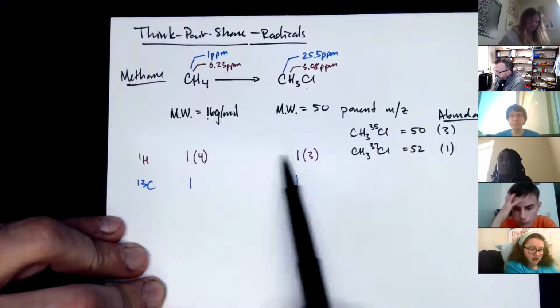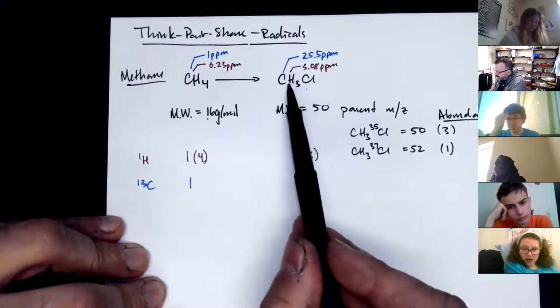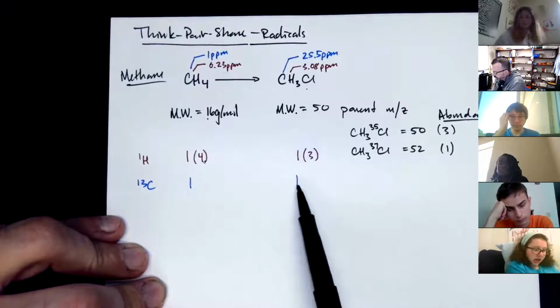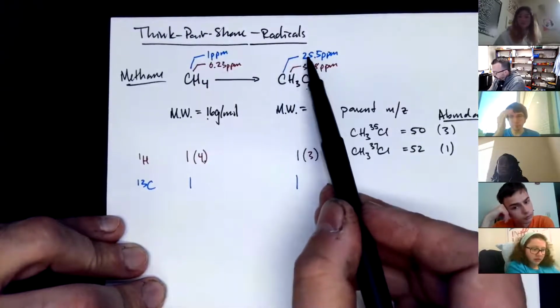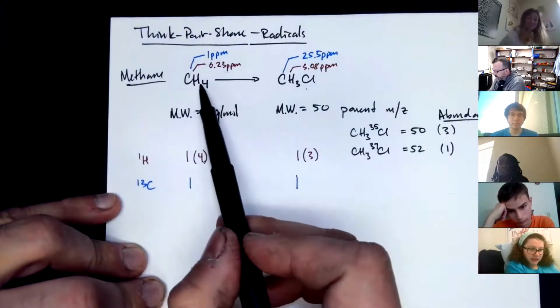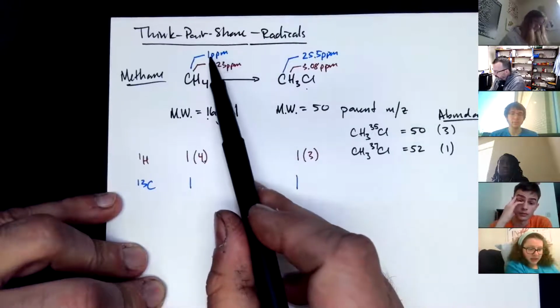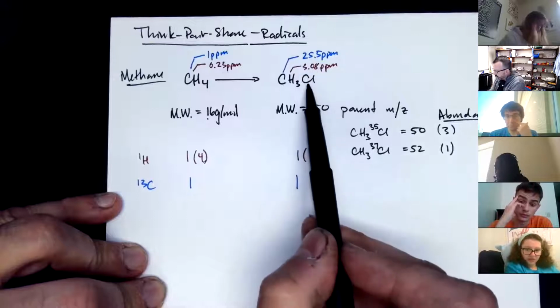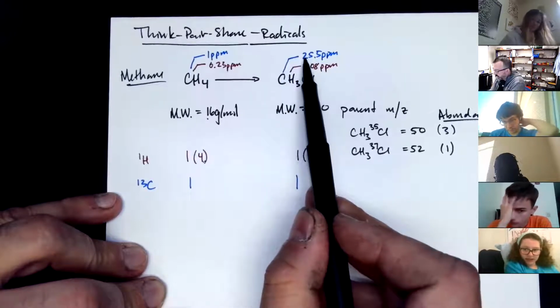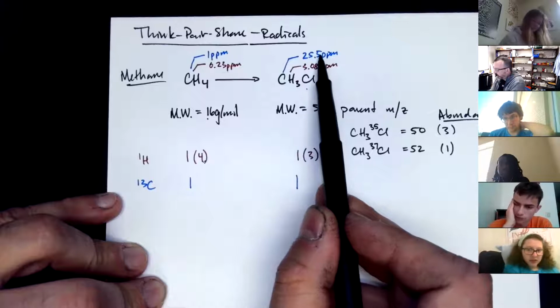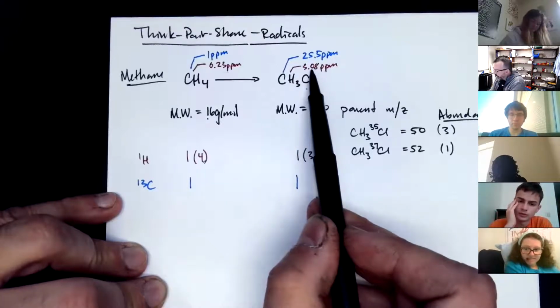So now the same thing for here. There's one unique type of hydrogen. There's 3 of them. There's one unique carbon. So notice the chemical shifts now. That substitution of H for chlorine has moved that chemical shift quite a bit. This is electronegative. You're pushing it away from 0. You're now at about 26 in the carbon. You're now at 3 in the proton.